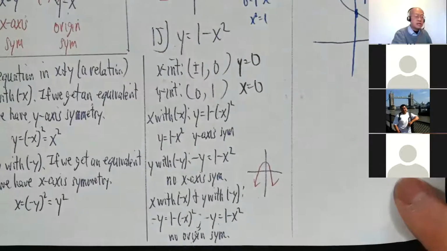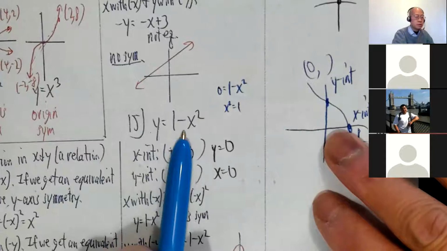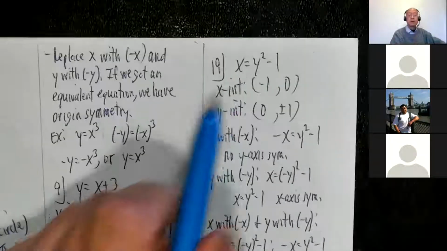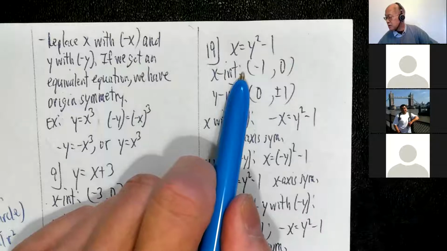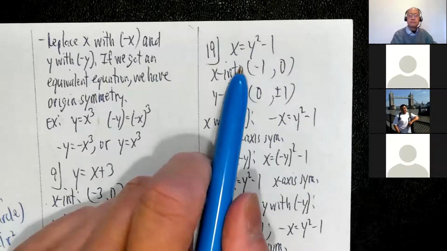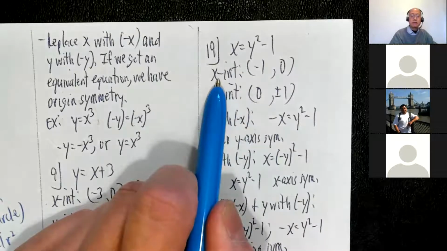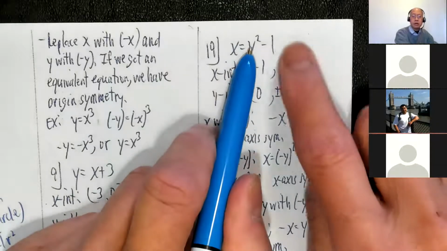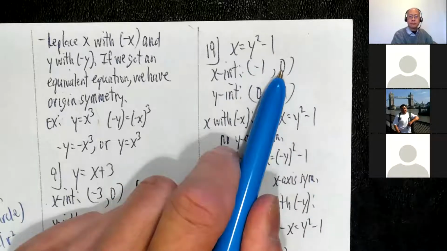All right, now 19 is very similar to 15. In fact, the only difference, see how it has y equals 1 minus x squared? Here it's x equals y squared minus 1. So very similar, kind of. So the algebra is almost the same. X-intercept, plug in y as 0. Put a 0 right there, you get negative 1. So negative 1, 0.